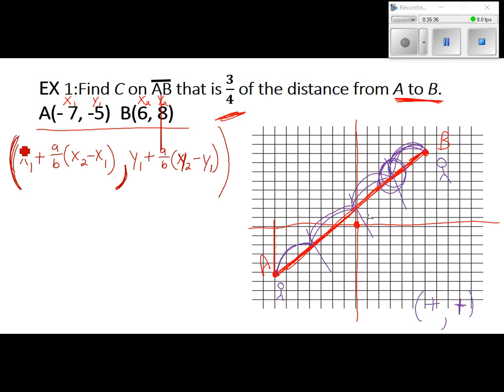This should be a big parenthesis, so we're going to end up with an ordered pair. We got an x coordinate, we got a y coordinate. What was our x1? Let's write that down, -7 plus, what's our fraction this time? What's our x2? 6 minus, what was our x1? -7. Be careful. What do we do when we have a minus and a negative? Plus plus.